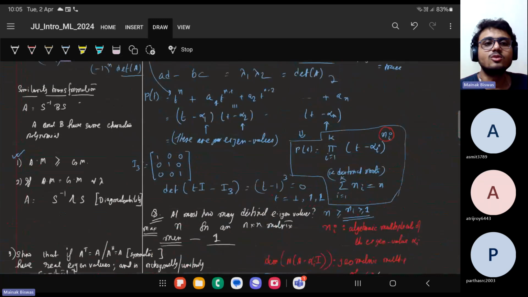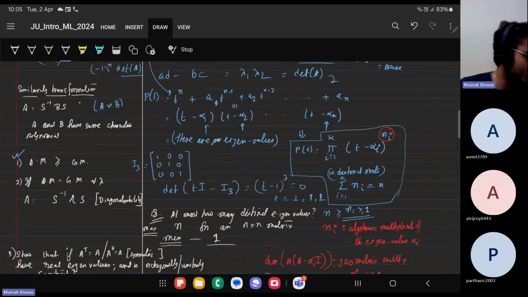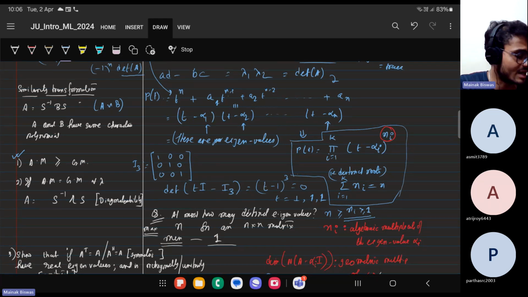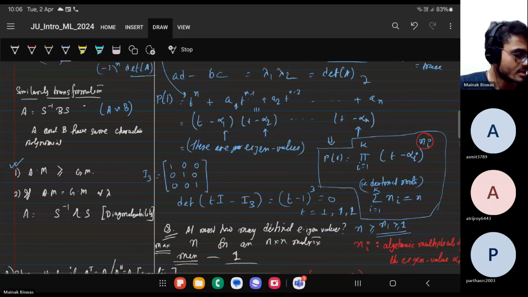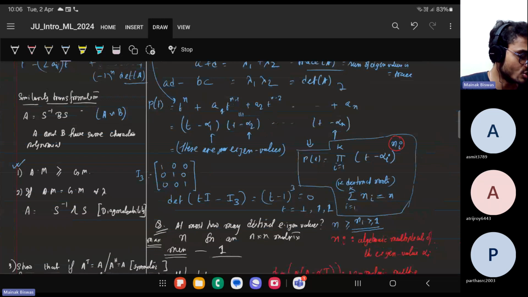So A and B are said to be similar matrices. That is, you can represent A and B as similar matrices if you can write A as S inverse B S. You may ask me, why is this relevant to what we are doing? And I would totally agree with you. But there is a definite advantage of using this equation.